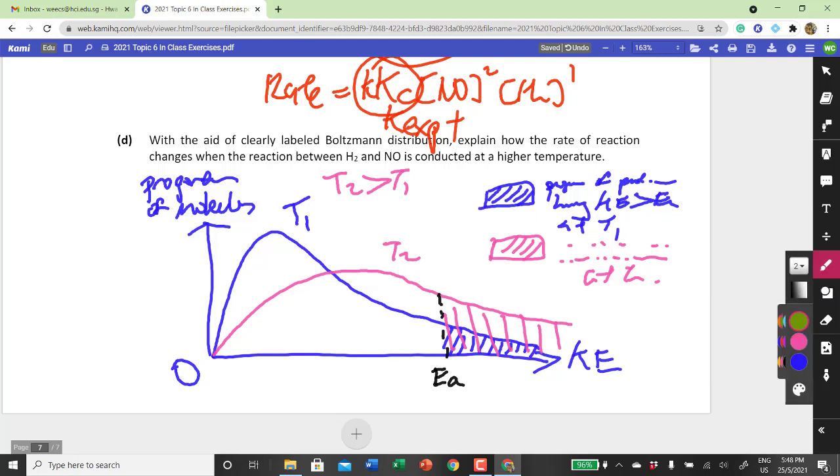Sometimes you might want to showcase the increase by this amount being shaded in green. If you want to, you can showcase that. And then therefore, the number of effective collisions increases, and therefore reaction rate increases. So I repeat, as the temperature increases from T1 to T2, the proportion of molecules with kinetic energy above the activation barrier increases by the amount reflected in the green shaded region. Because of that, you expect the frequency of effective collisions to increase, and therefore this leads to an increase in the rate of reaction.